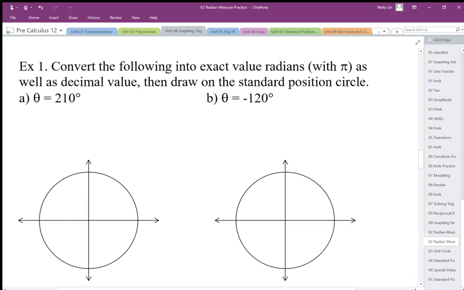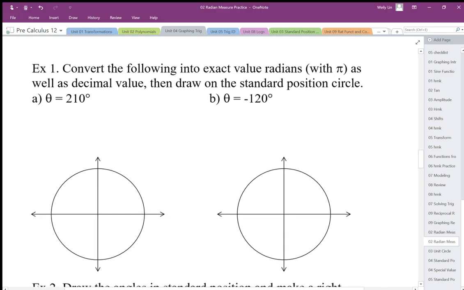Okay, so we should be able to convert these now to radians and then draw them in standard position. Now you can draw them in standard position and then convert them to radians, or you can do it the other way around. We want to start getting used to radians though, so I'm going to convert this to radians first.